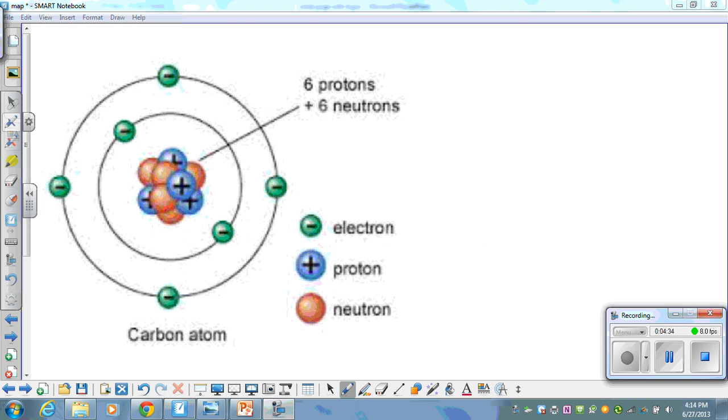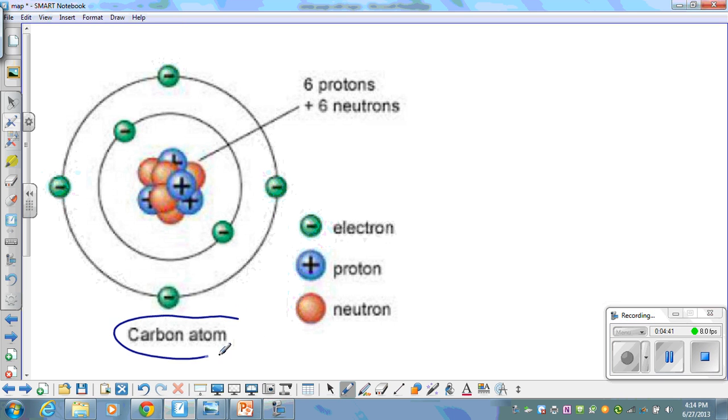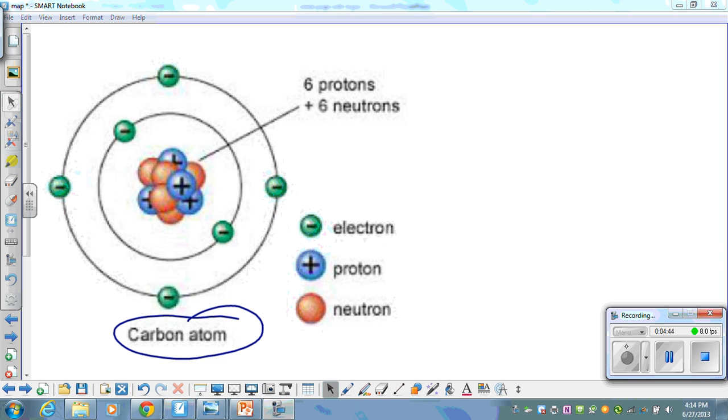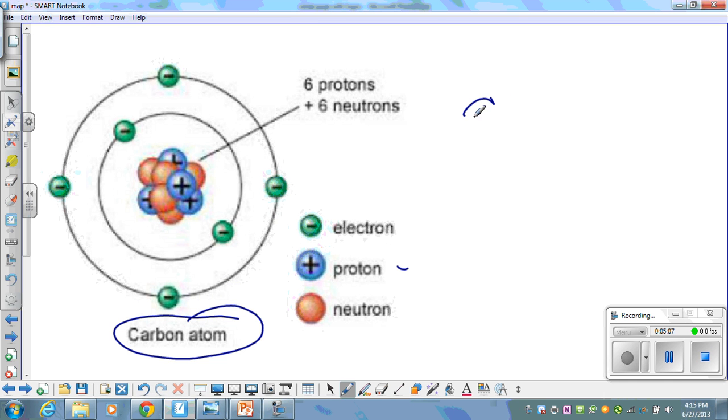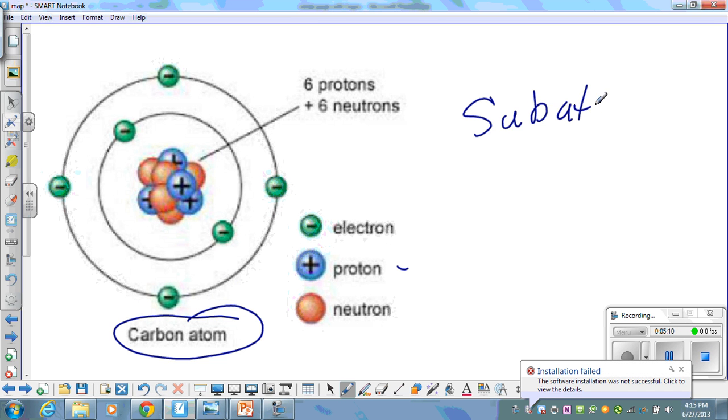Now that we've learned the significance of all these numbers, we can learn about their applications. This picture is a picture of a carbon atom. Each blue circle is a proton or positively charged particle. Each green circle is an electron or negatively charged particle, and each red circle is a neutron, or neutrally charged particle. These three particles are called subatomic particles, and they are what makes up an entire atom.